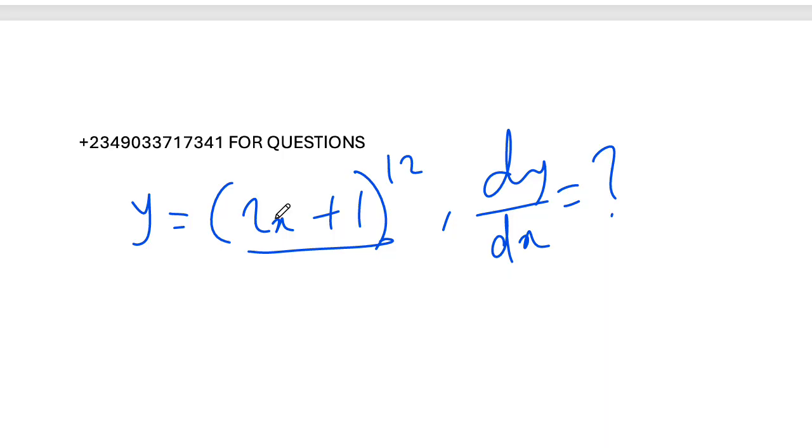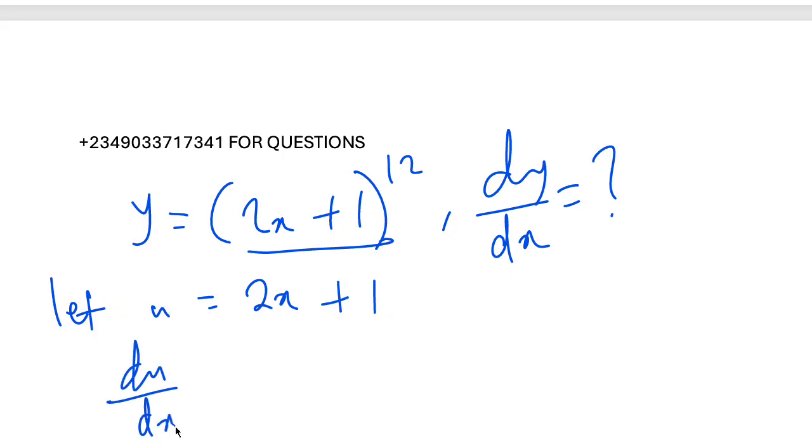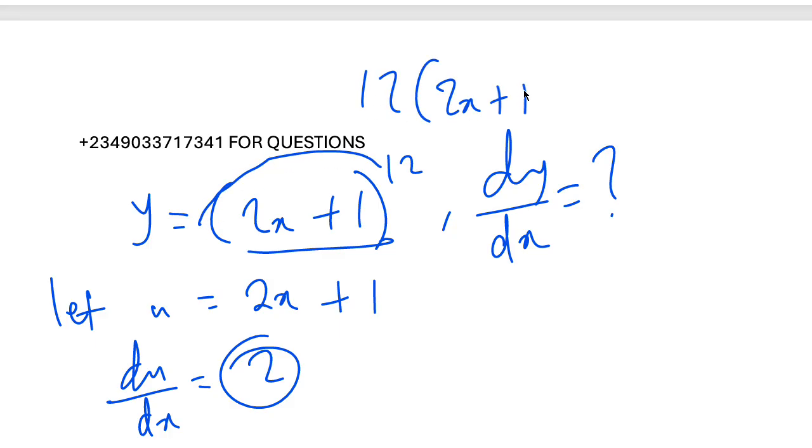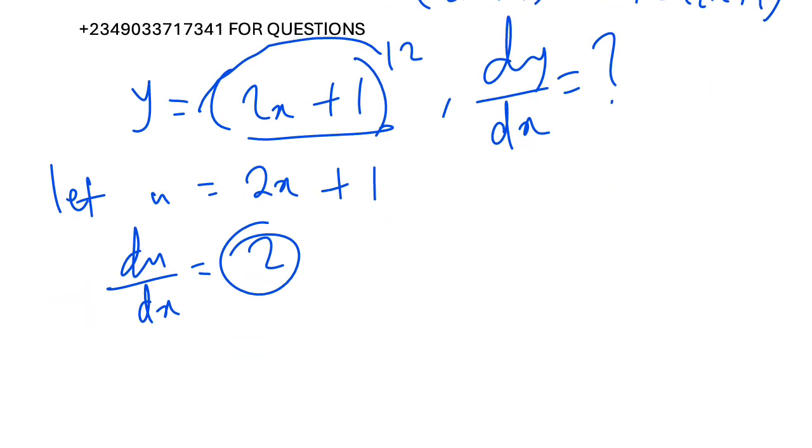So what do we simply do? What you say is let u be equal to 2x plus 1. You could say let anything, but just follow the principle. So you then get du with respect to x. So du dx is what? It's going to give us 2. So don't make the mistake of bringing down 12, and then saying 12 times 2x plus 1 raised to the power 12 minus 1, which is 12 times 2x plus 1 raised to the power 11. That would be wrong. So du dx is giving you 2, right?